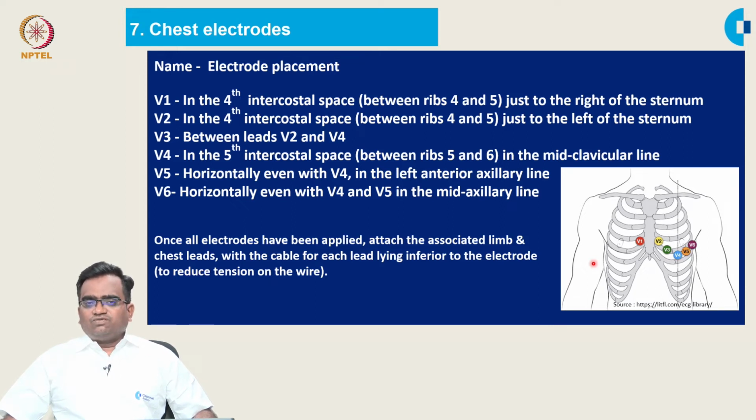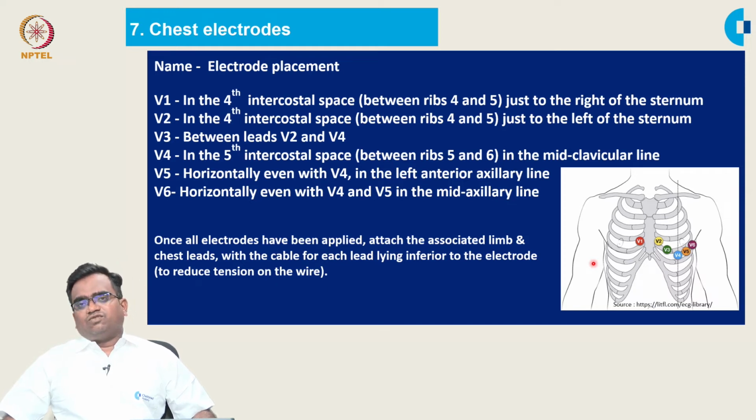Next, we are going for V4. V4 is placed in the left fifth intercostal space at the level of the mid clavicular line. The mid clavicular line is an imaginary line that falls from the center of the clavicular bone downwards in the thorax. After placing V4, V3 has to be placed in between V2 and V4.